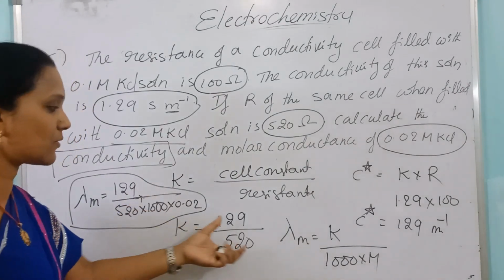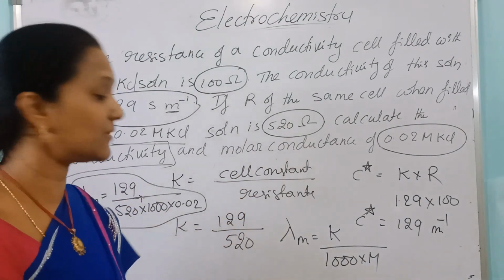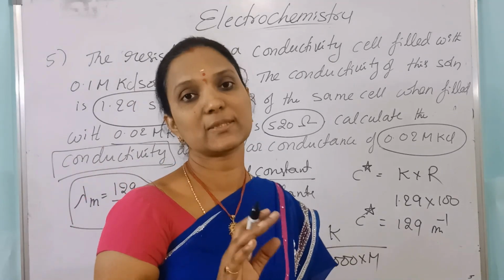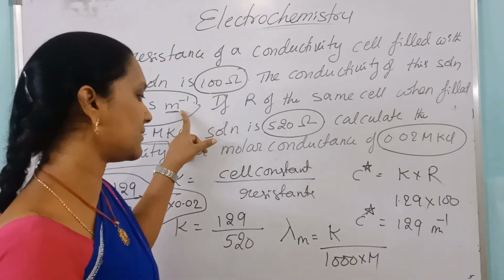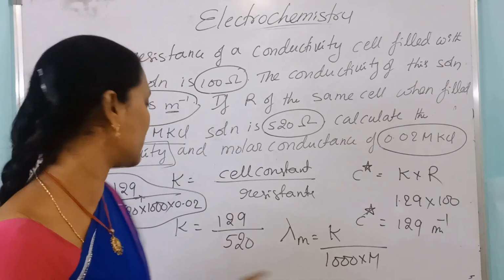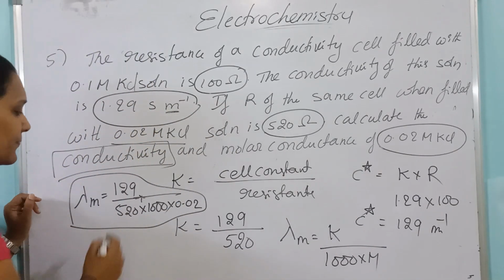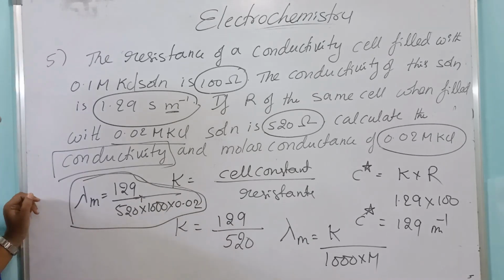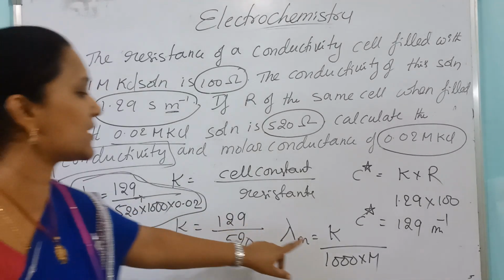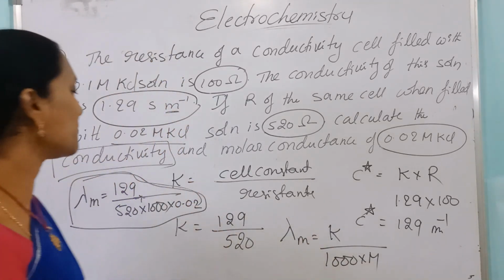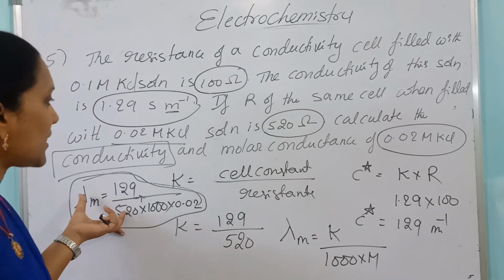Molar conductance is equal to K by 1000 into M. This we should observe carefully. See what units are given, centimeter or meter. Here it is meter inverse, that's why we are using this formula. Finally, what are the units? Ohm inverse meter square per mole, because it's meter, not centimeter. This is the molar conductance.